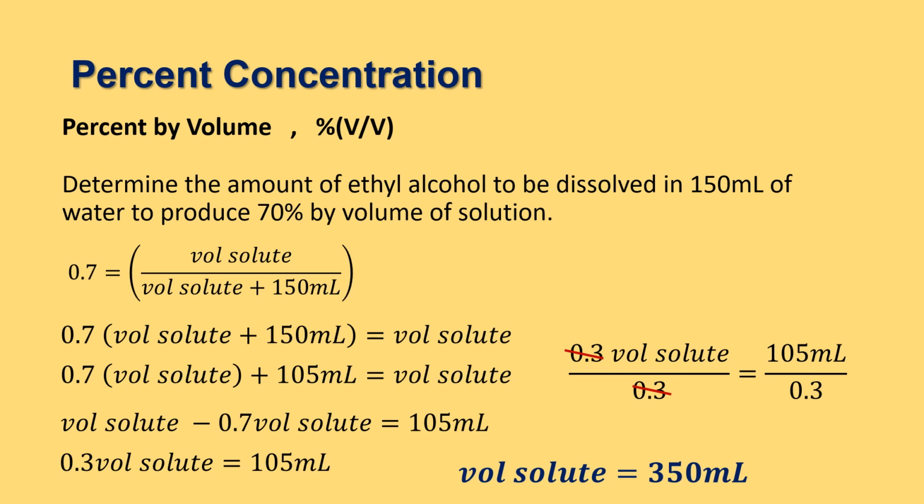That means we have to dissolve 350 ml of ethyl alcohol, our solute, using 150 ml of water, our solvent, for us to produce a solution with a concentration of 70% by volume.